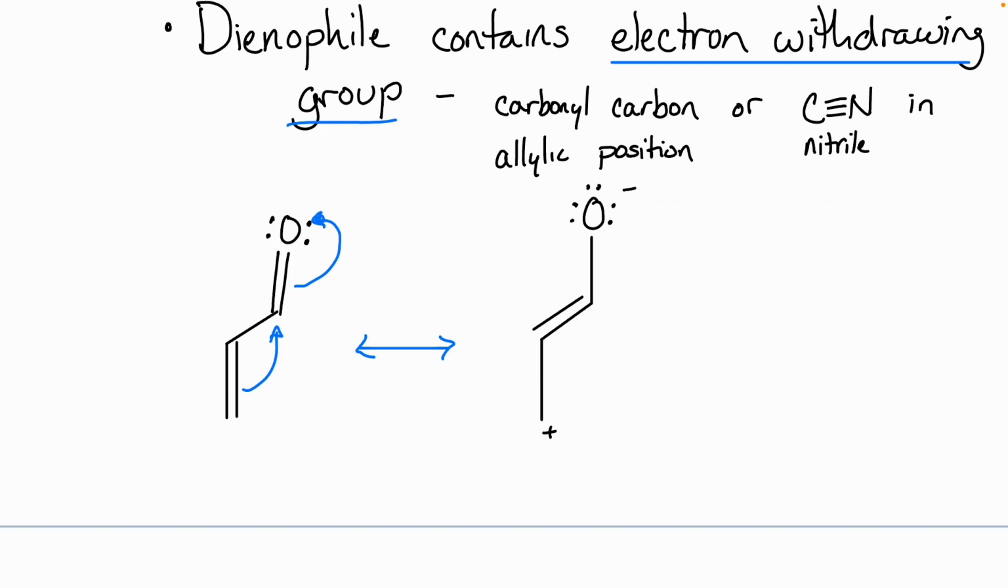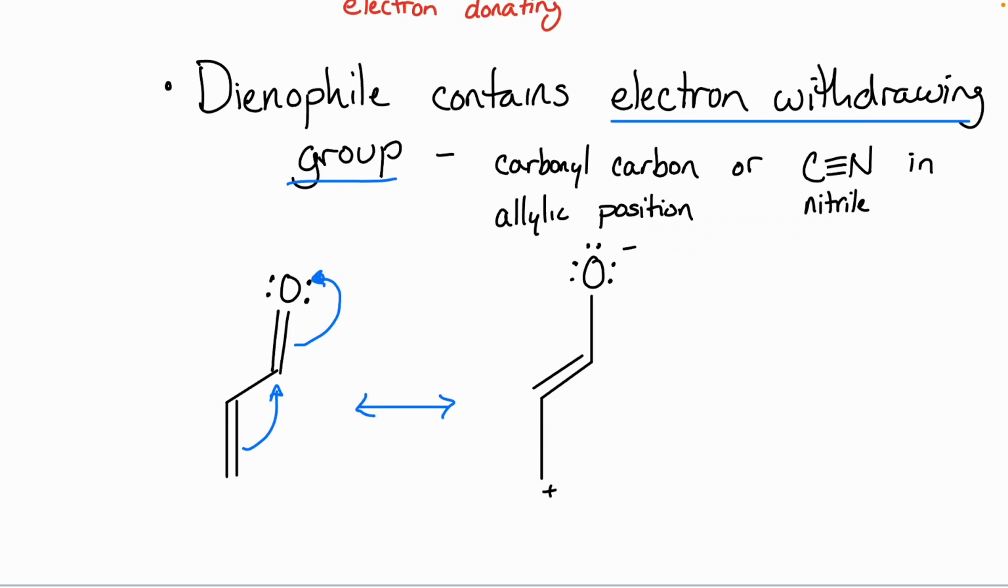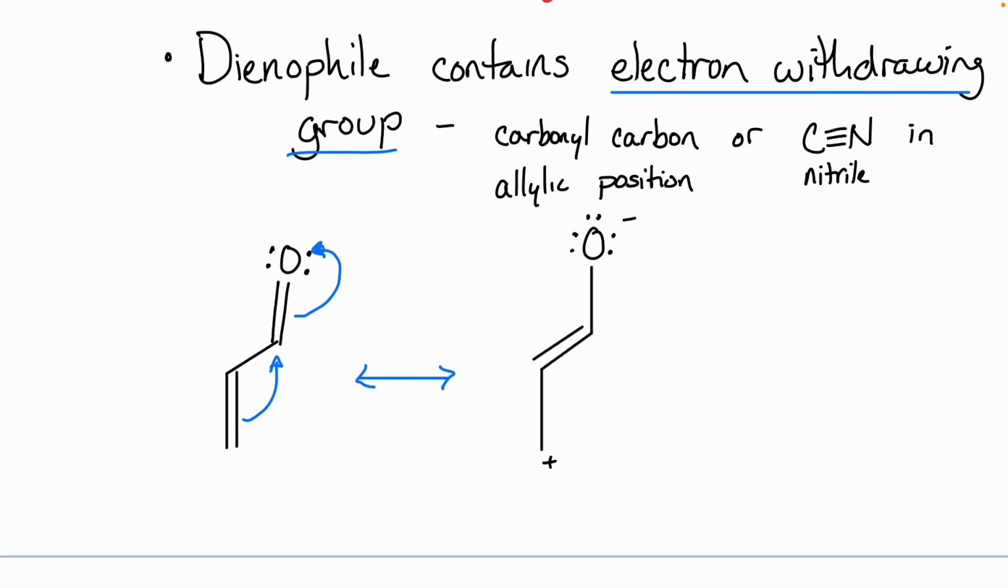Cool. All right, so how are we going to predict products if we have these groups on there? Again, if we put an electron withdrawing group on our dienophile and an electron donating group on our conjugated diene, all of a sudden these reactions happen quite efficiently, right? So if we actually do a Diels-Alder reaction in the lab, it's most likely going to contain these groups here. So how do we predict our products?